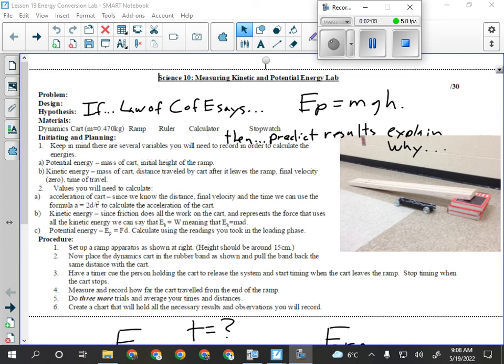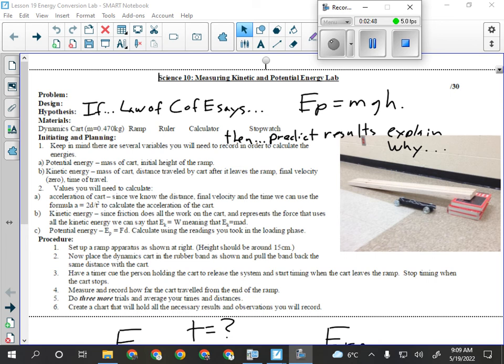So the thing we want to compare, we're not actually measuring it, is the kinetic energy at the bottom of the ramp. Here's the problem with that. There is no way to directly measure the kinetic energy at the bottom of the ramp because we would need to know how fast the cart is going at the bottom of the ramp, and we don't have a way to measure that. So what we're going to measure instead is how far the cart travels past the end of the ramp on a level surface until it stops.